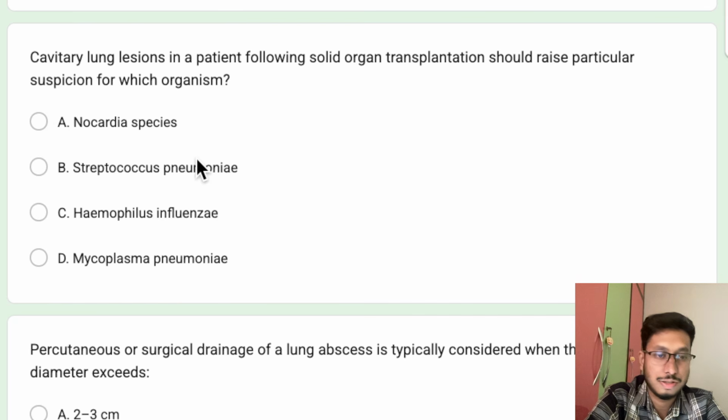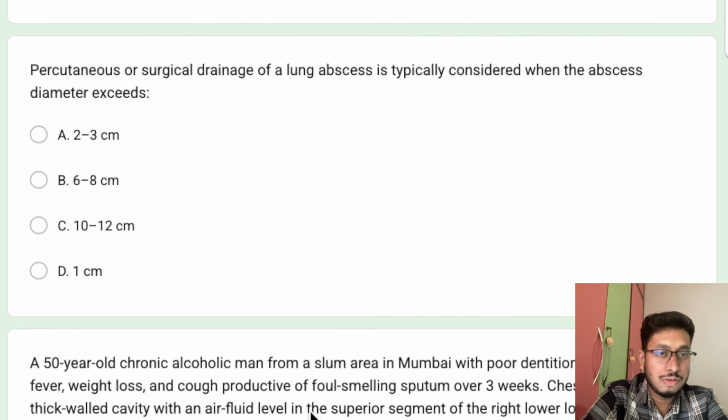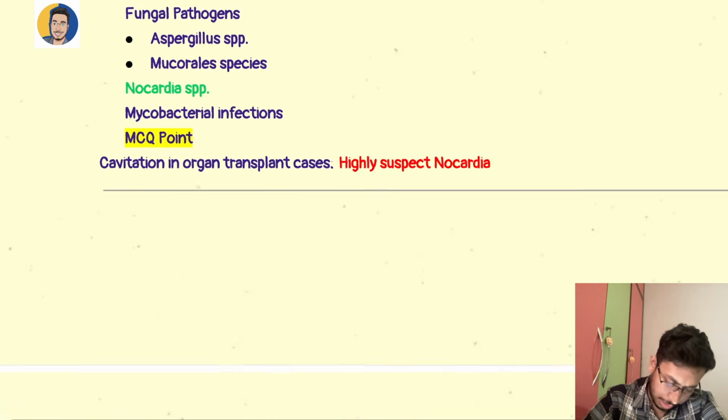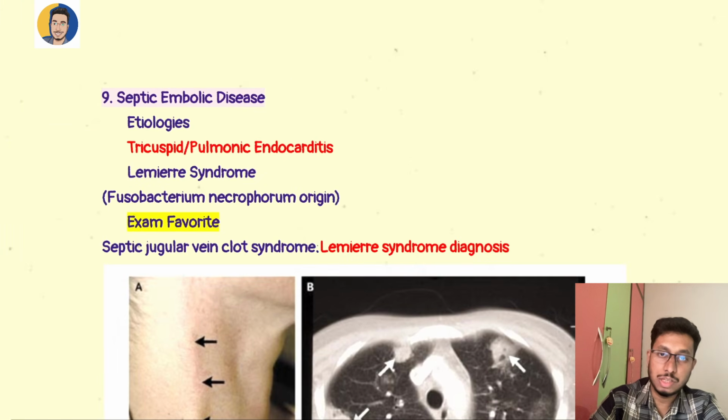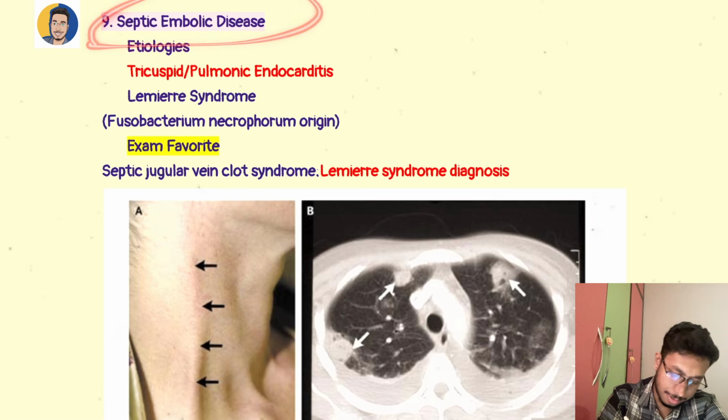Option A, nocardiosis. Okay. So next is about percutaneous or surgical drainage of lung abscess. So we are moving into the treatment methods of lung abscess here. So let's go into the treatment. But before that, one specific etiology I would like to discuss. It is known as septic embolic disease.